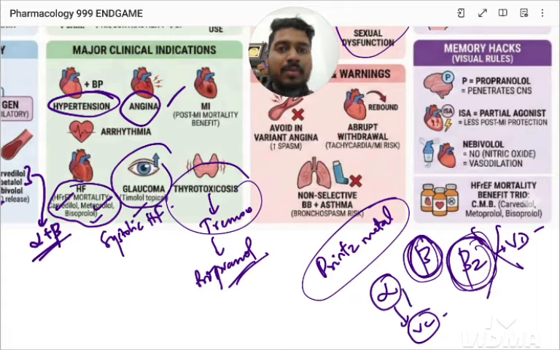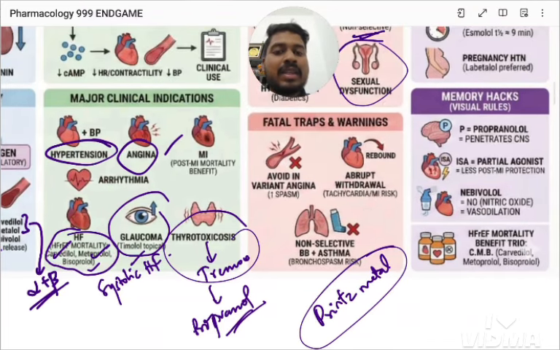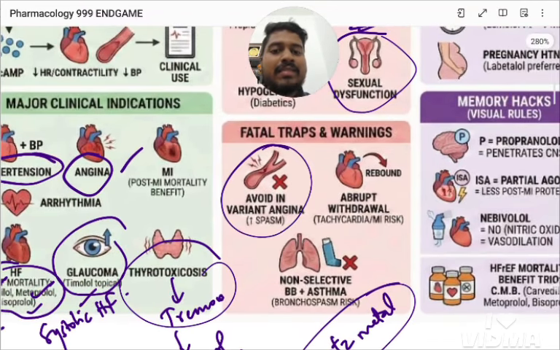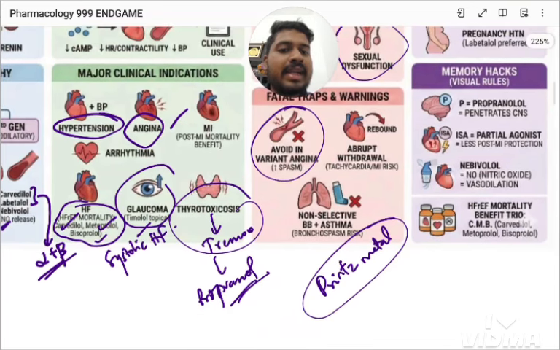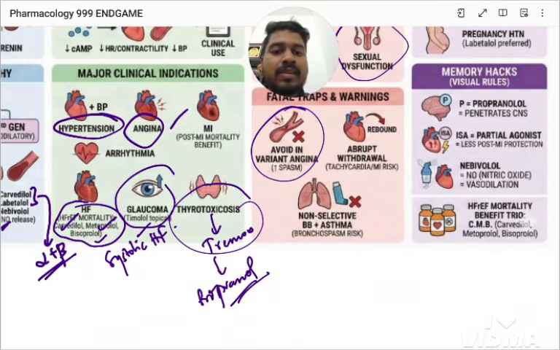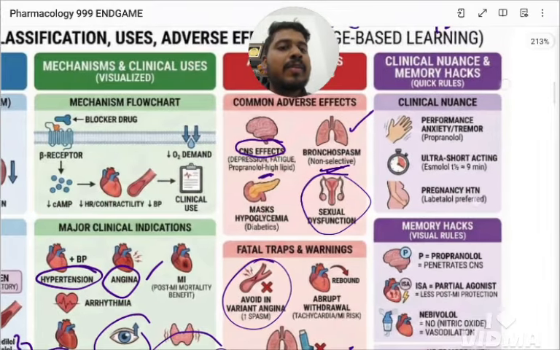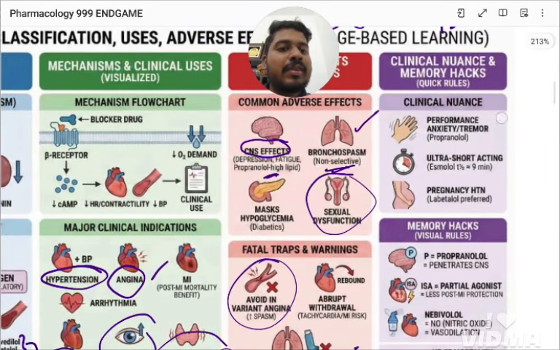Along with that, there is unopposed alpha action also, especially when you give non-selective beta blockers. So that's why in Prinzmetal angina we avoid beta blockers. Second, sudden abrupt withdrawal will cause rebound tachycardia, and that can cause rebound hypertension also. Third, non-selective beta blockers are contraindicated in bronchospasm. Now for performance anxiety and tremors we give propranolol.